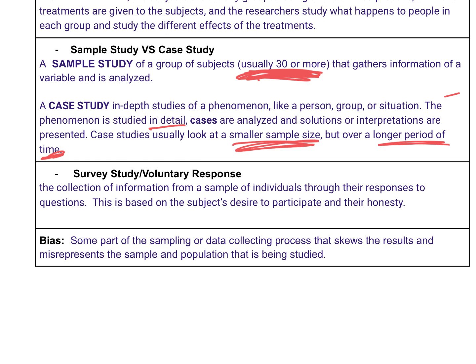And then we've got bias. So we kind of just talked about that, but basically what this is, it says some part of the sampling or data collecting process that skews the results and misrepresents the sample and the population that's being studied. Okay, bias is honestly one of the easier things to understand. There's bias in everything, okay? There's so many different types of bias, but just some random examples, okay? So let's say, for instance, I'm taking a survey on who I think is going to win the election, okay?